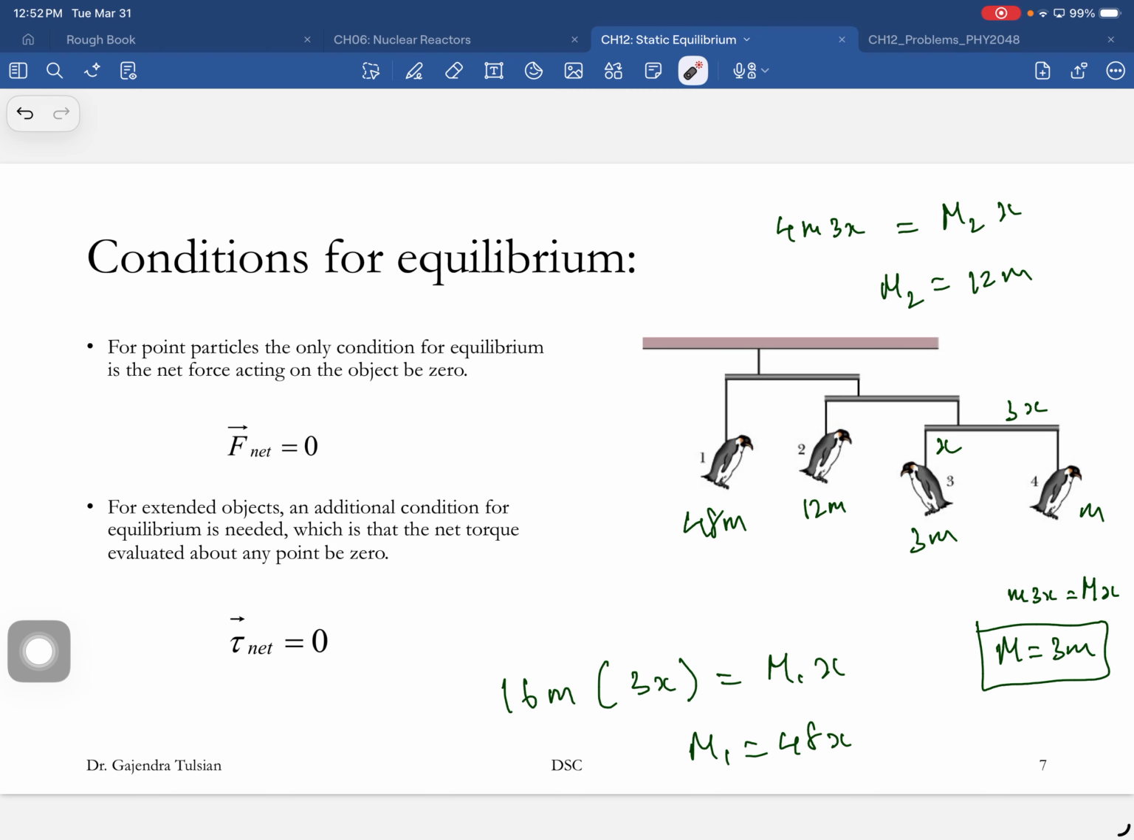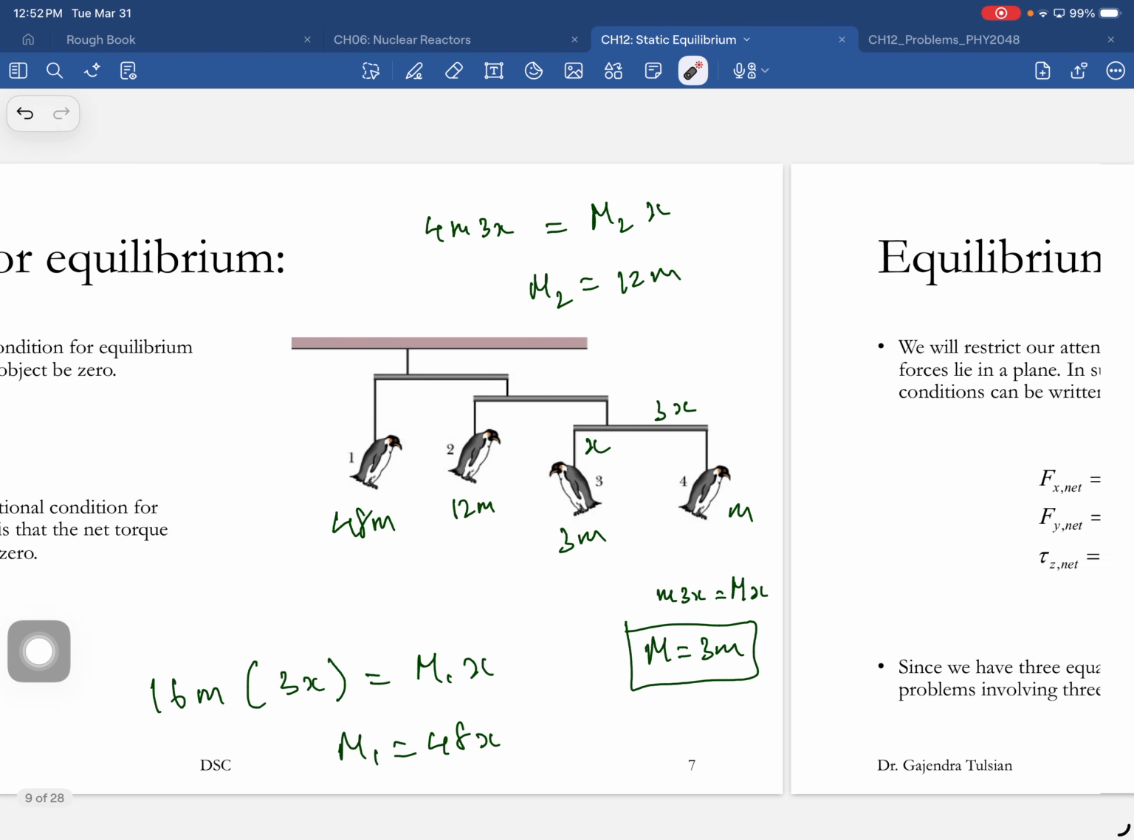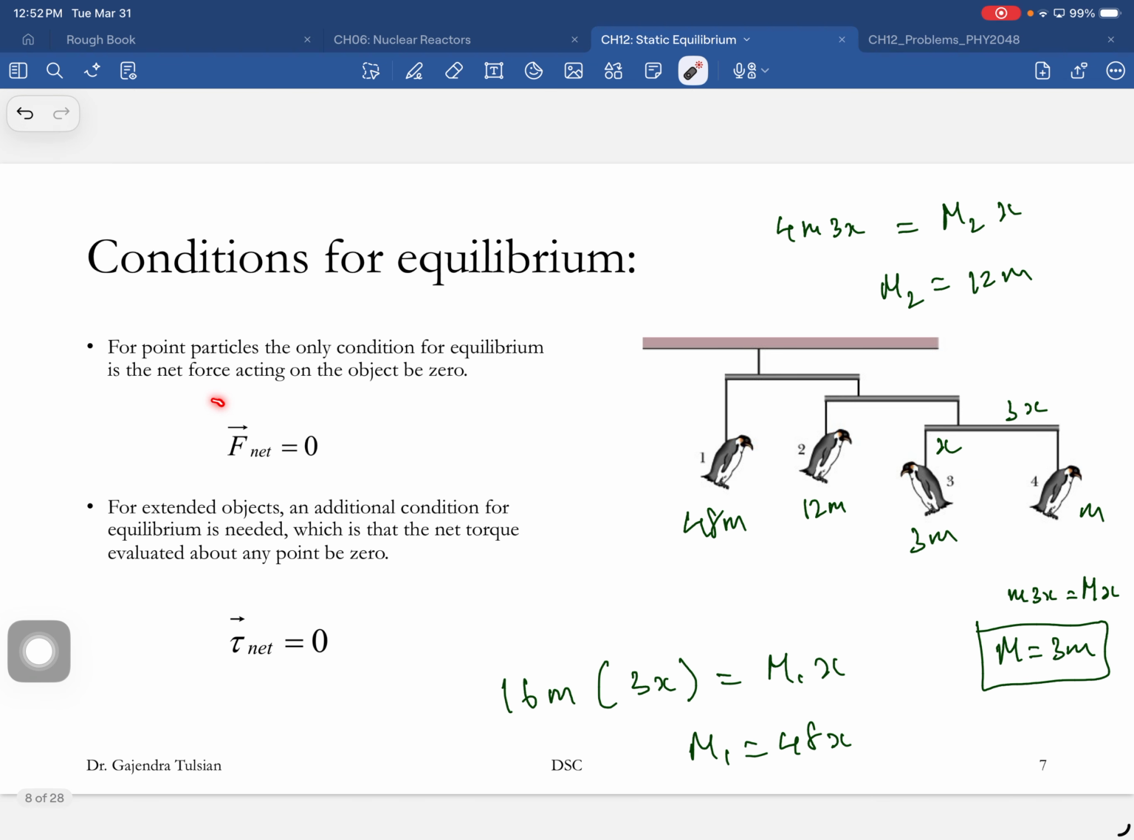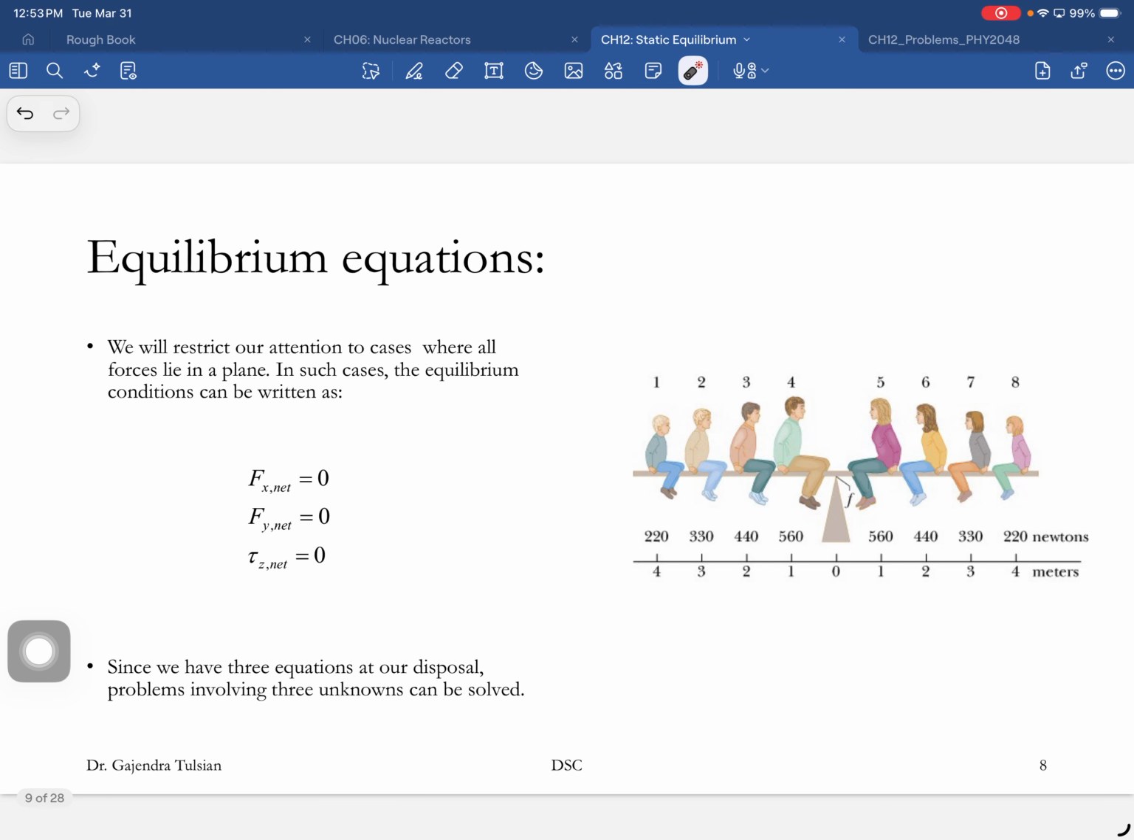All right, anyway, so for extended objects to be in static equilibrium, these two conditions should be satisfied.